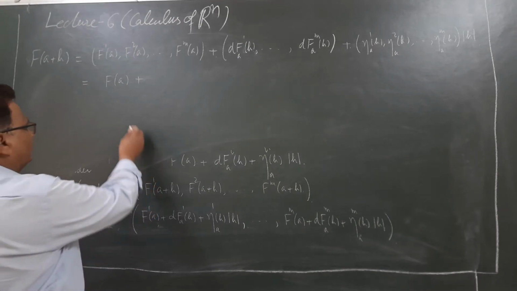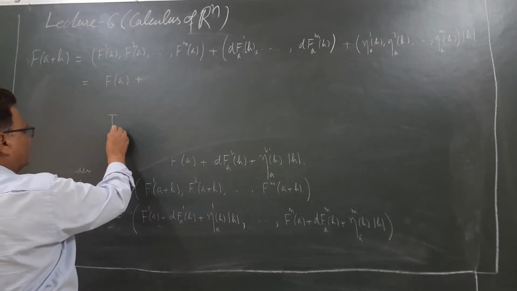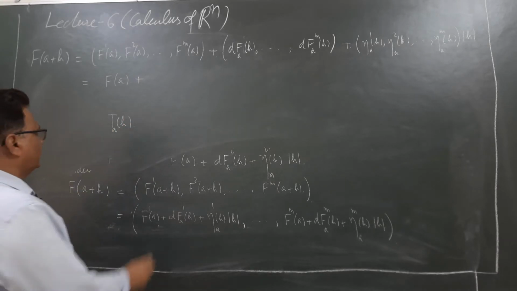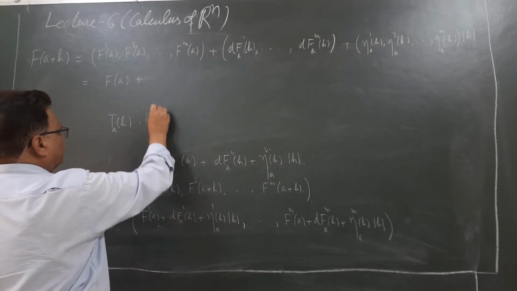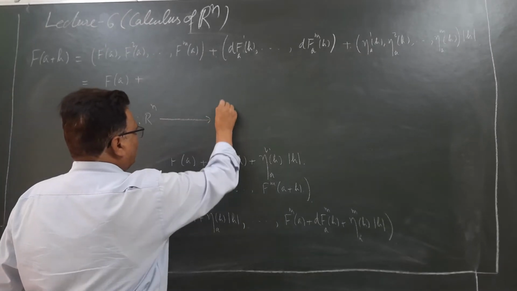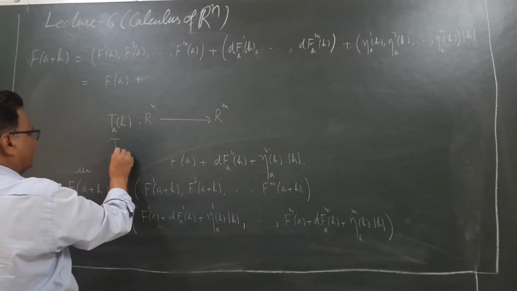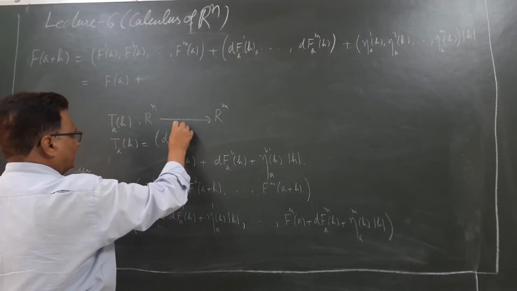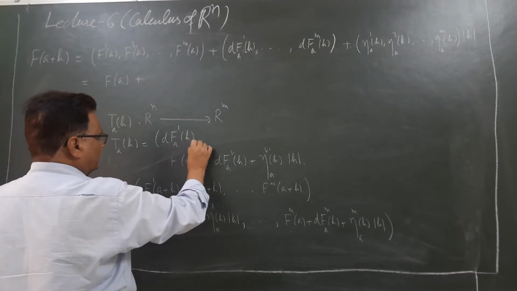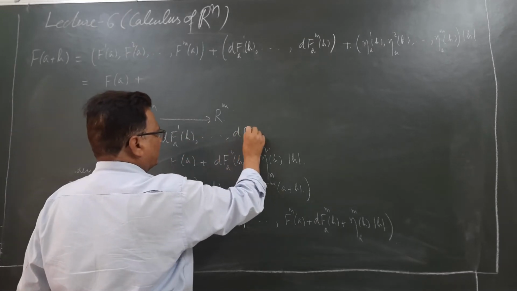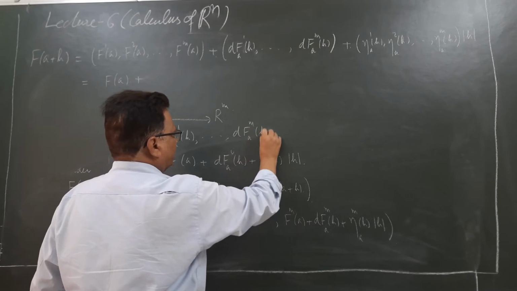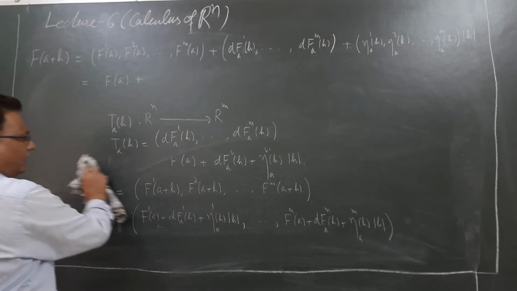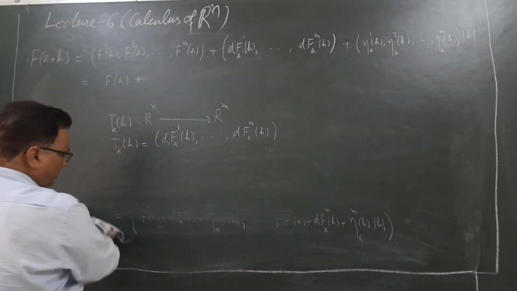Now I will give you a function, let me call it Ta of h. This is a function from Rn to Rm, and look how I define it. I define it like this: df1 at a of h, and the last component is dfm at a of h. Will you tell me whether Ta is a linear map from Rn to Rm or not?